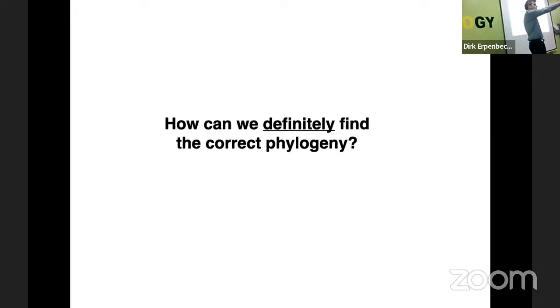Yes, please. No. Because it's also DNA sequence. Will the DNA sequence help us to make 100% sure that we have the correct phylogeny? Well, if I ask like that, probably not. No. But well, good point actually. But don't worry, I will get back to that later.